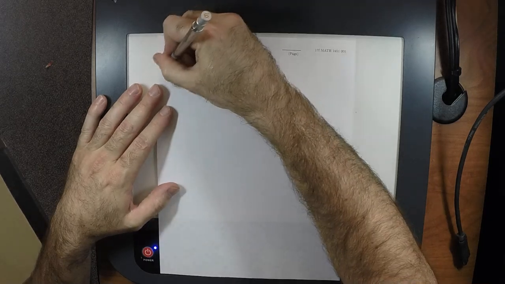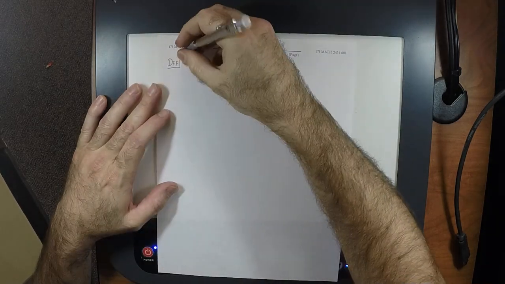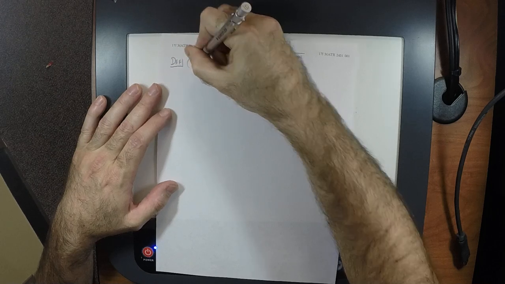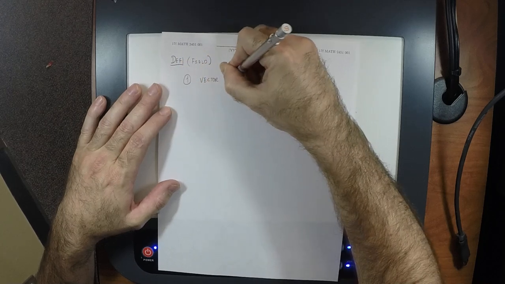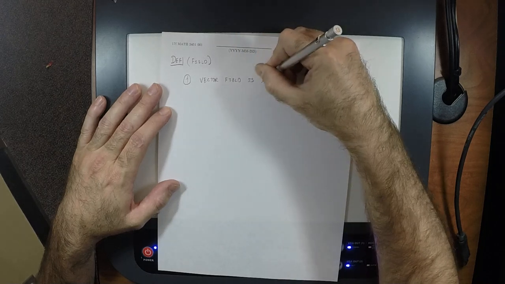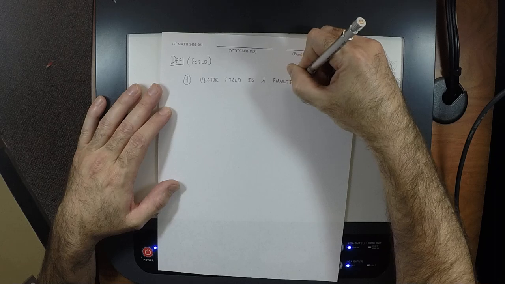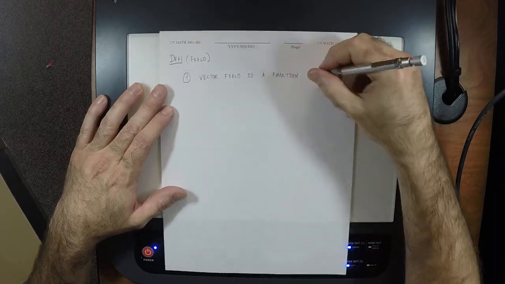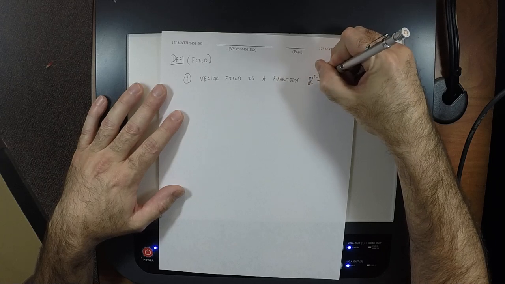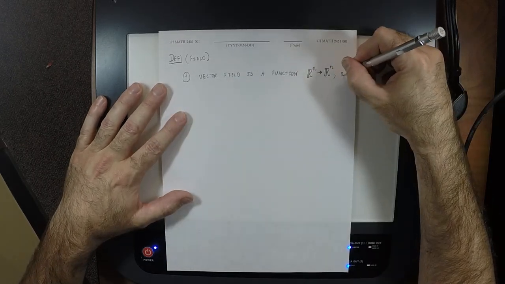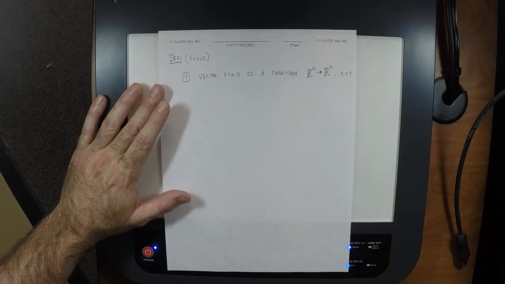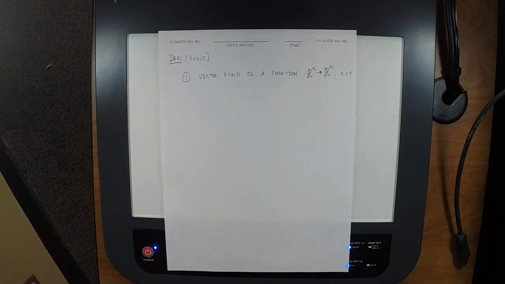Next. Definition of a field. A vector field is a function with signature Rn to Rn. And for our purposes, we need n to be a natural number that's more than one. Okay, so such a thing is a vector field.